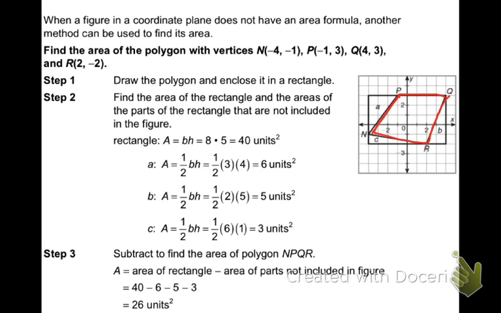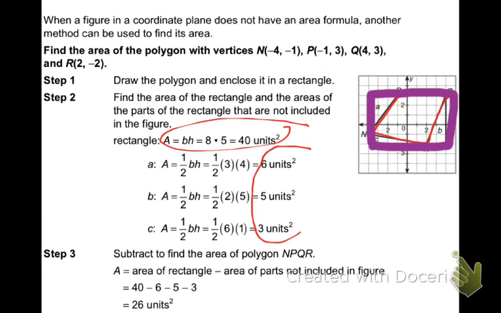Well, how can you find the area of the irregular polygon? Well, you can draw it in with a rectangle. Notice they drew over it with a rectangle. Then they found the area of the rectangle and subtracted all of the different triangular areas. Doing all those triangle areas and subtracting them gets you the area of the irregular polygon. Again, it's just rectangles and triangles.